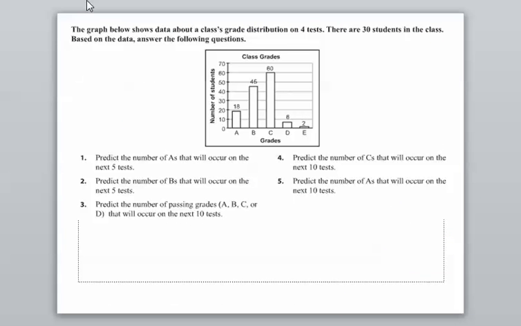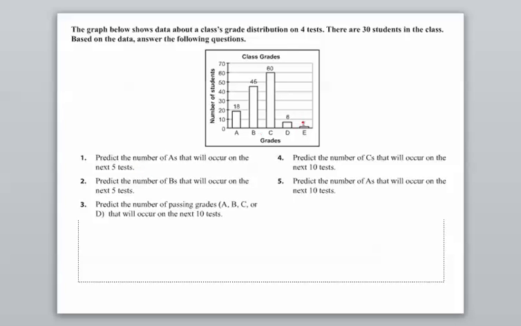Okay. So this graph shows a class's grades and distribution on 4 tests. There are 30 students in the class. Based upon this information, predict the number of A's that will occur in the next 5 tests.